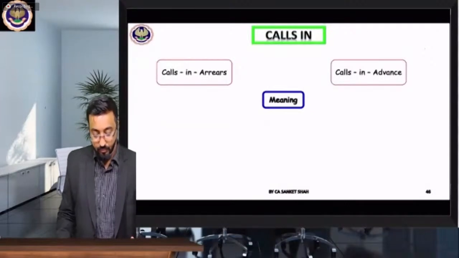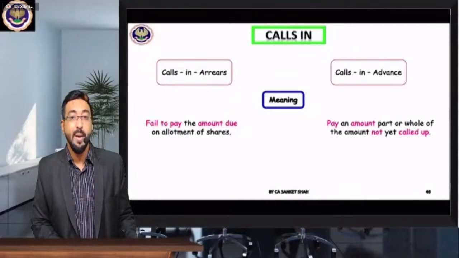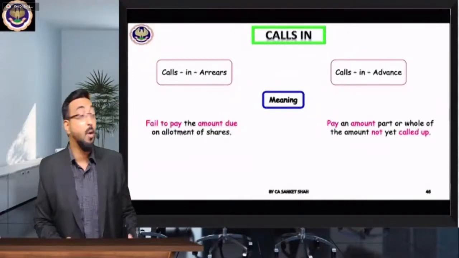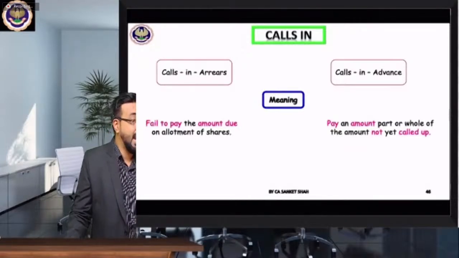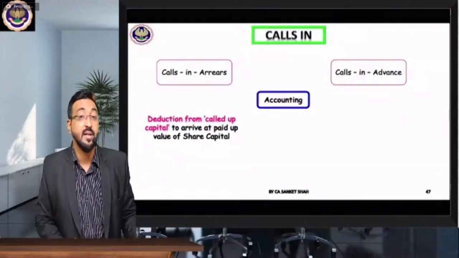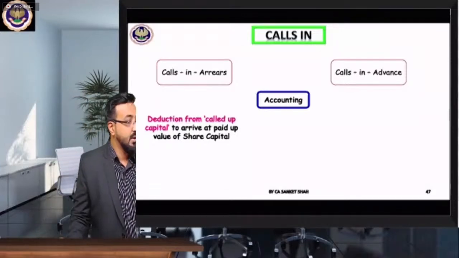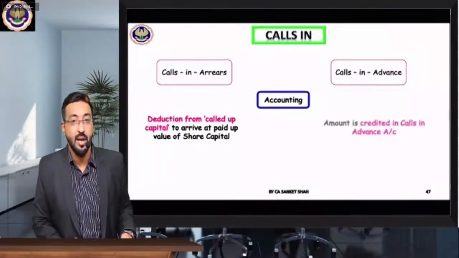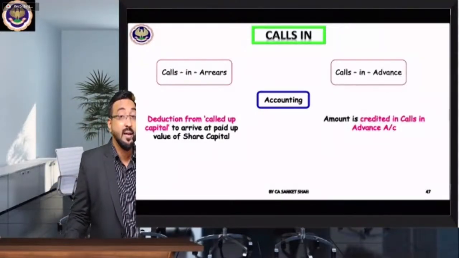Calls in arrears means failing to pay any amount due. Calls in advance means paying an amount, part or whole, which is not called. Not called, still you paid it. It is called calls in advance. Now the key entries: calls in arrears is a deduction from called-up equity share capital. I already taught you this entry. Equity share capital gets deducted. And calls in advance has a credit balance.